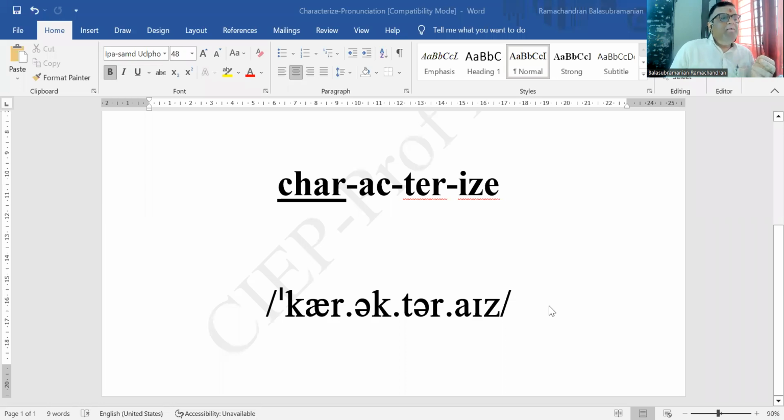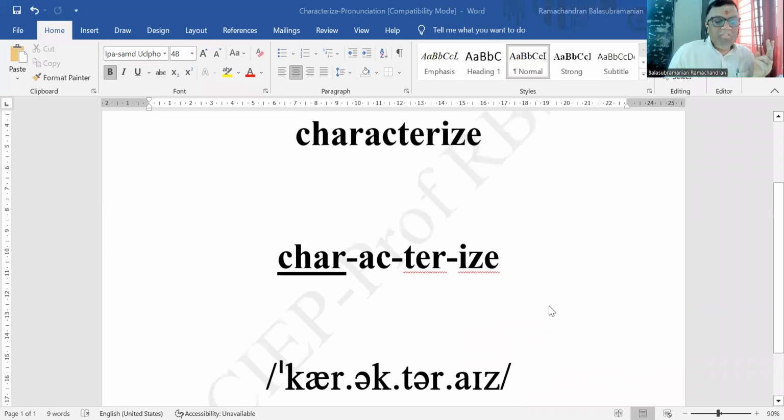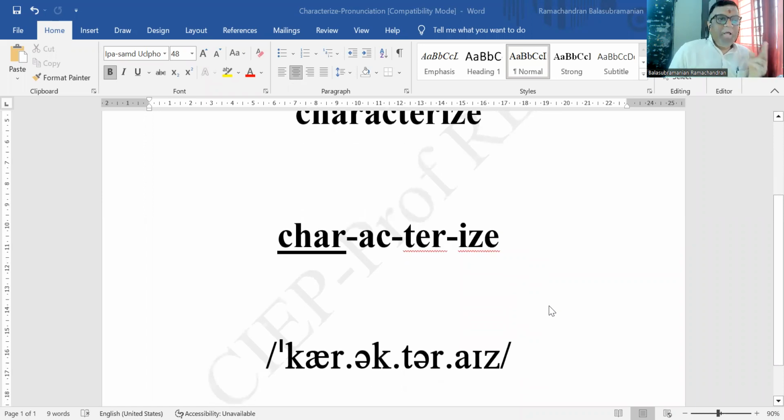So people, students and viewers, this is the word for today. Characterize, and the stress is on the first syllable, that is the primary stress syllable. The other three syllables are unstressed. Just before leaving, I just wanted to show you something.